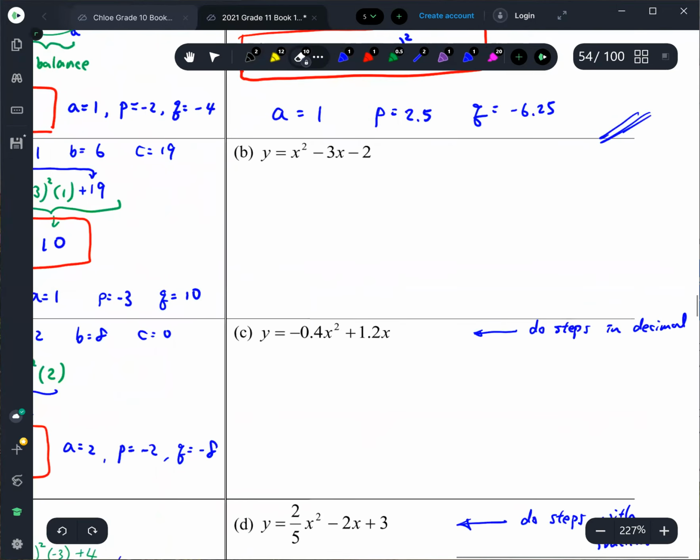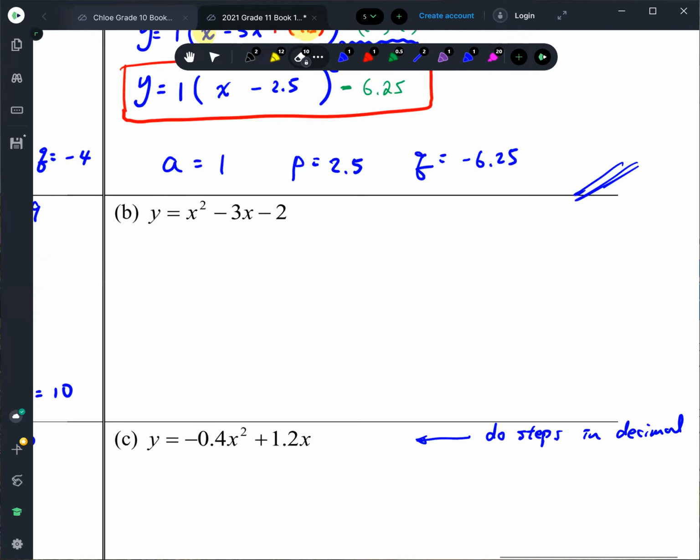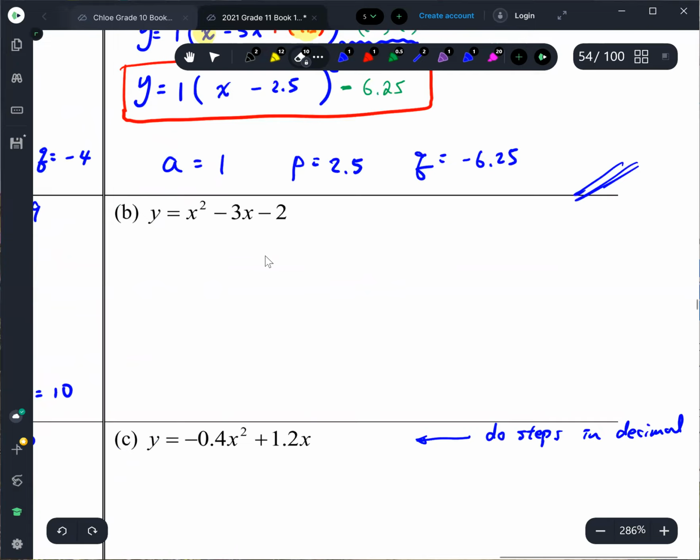We'll check the answers one at a time. Please do question B first. Please raise your hand after you finish B.